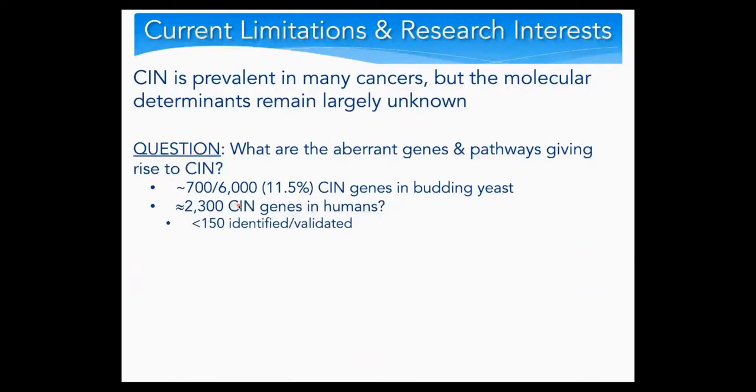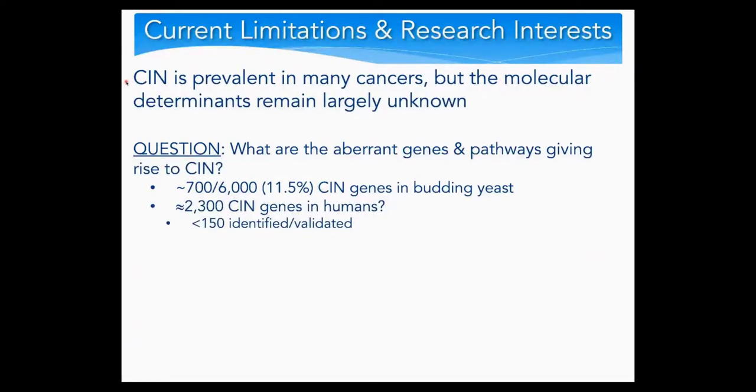Now, the current limitations and my research interests are sort of presented on this slide. CIN is certainly highly prevalent in many different cancer types, but the molecular determinants, i.e. the aberrant genes, proteins, and cellular pathways that drive chromosome instability remain largely unknown. So our fundamental question that we try to address through our research is, what are the aberrant genes and pathways that give rise to CIN and contribute to cancer development?